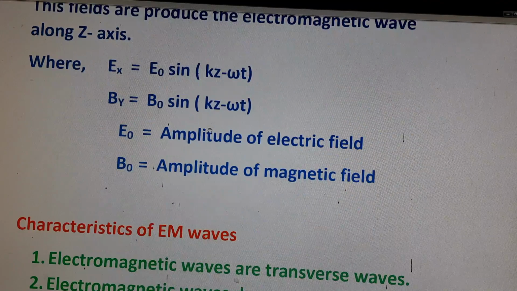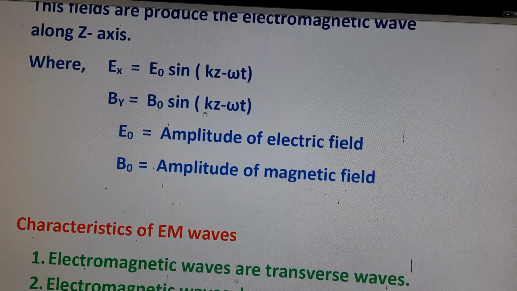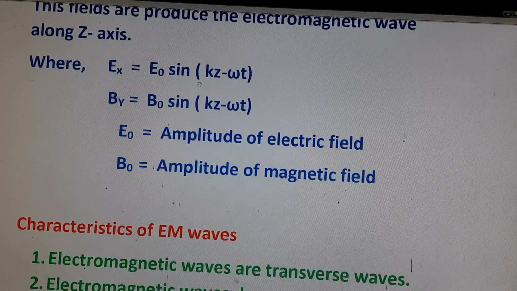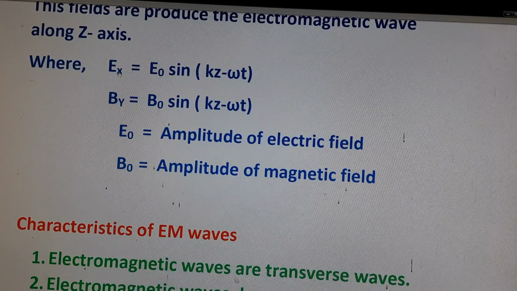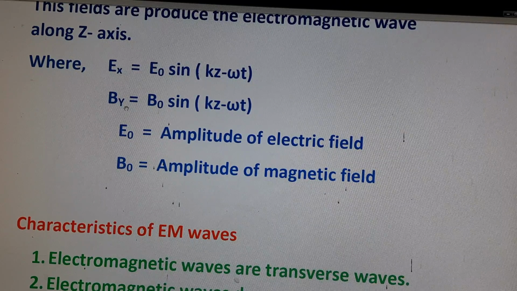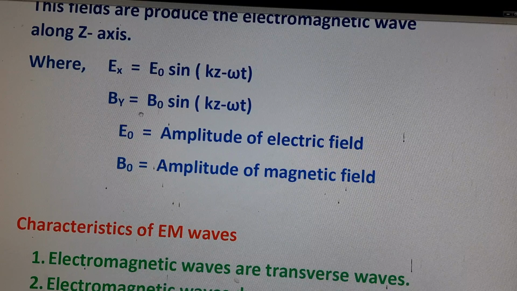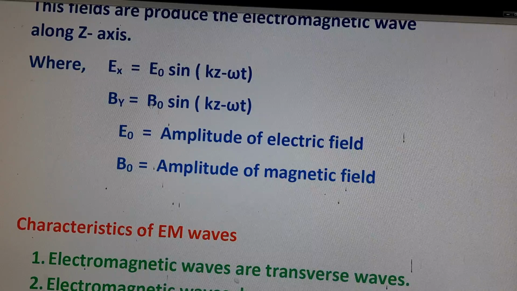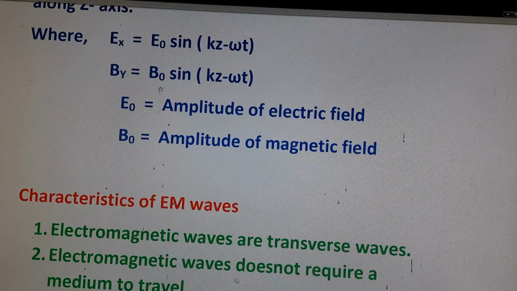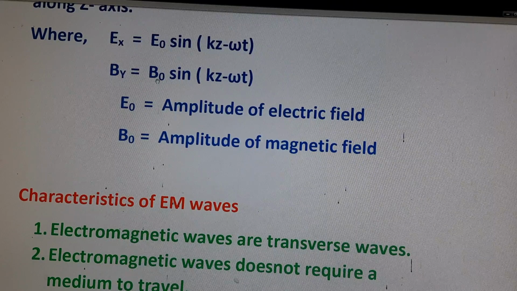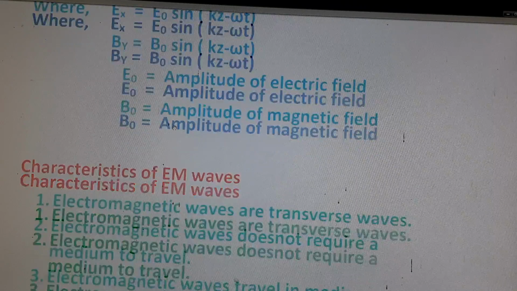We can take some components of the electric field and magnetic field. Along the x axis, the electric field Ex is equal to E naught sin(kz minus omega t), where Ex means the electric field along the x axis and E naught is the amplitude of the electric field. Similarly, By is the magnetic field along the y axis, and B naught is the amplitude of the magnetic field. So E naught is the amplitude of the electric field, B naught the amplitude of the magnetic field.